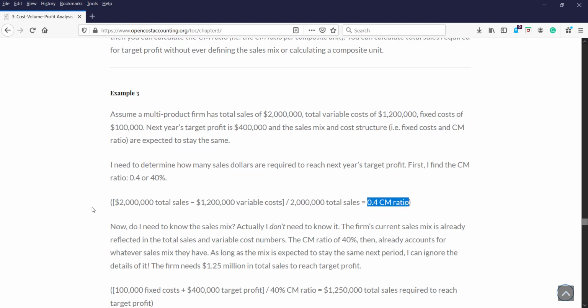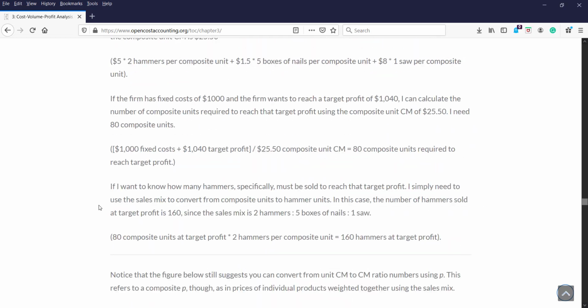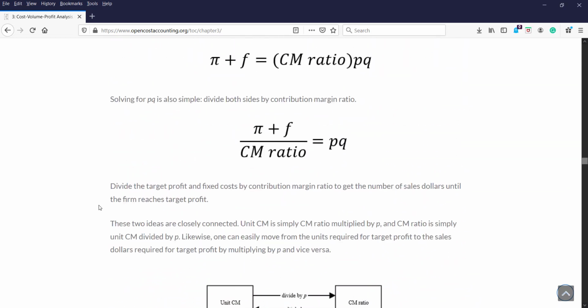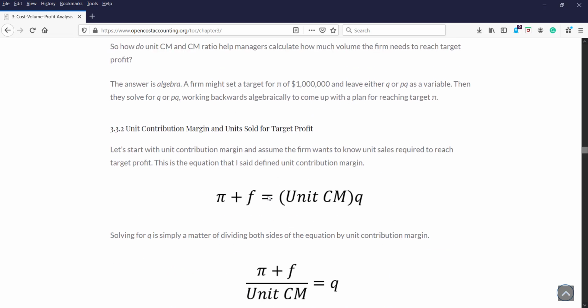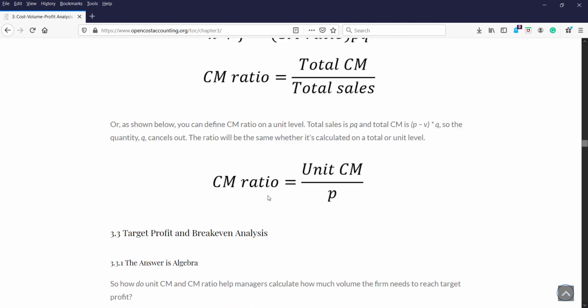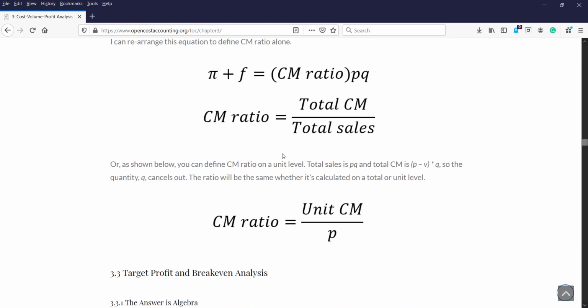Let me go back up and show you what I'm doing. Right here, I'm taking total CM, which is 2 million in revenue minus 1.2 million in variable cost. That's total contribution margin. And I'm dividing it by the 2 million in revenue, total sales. That gives us the CM ratio of 0.4 in this case.